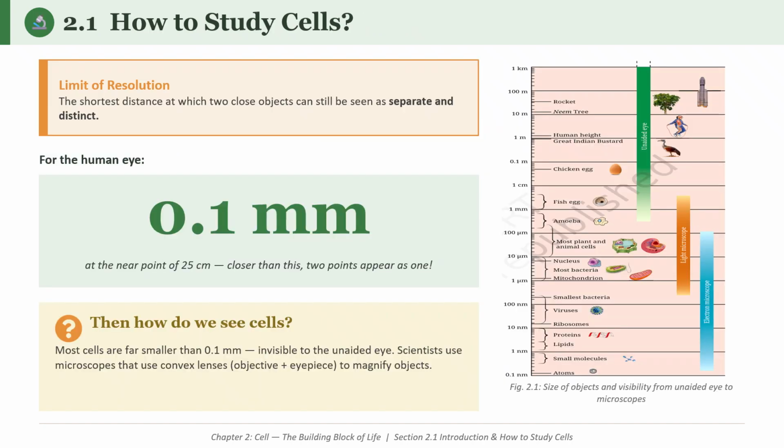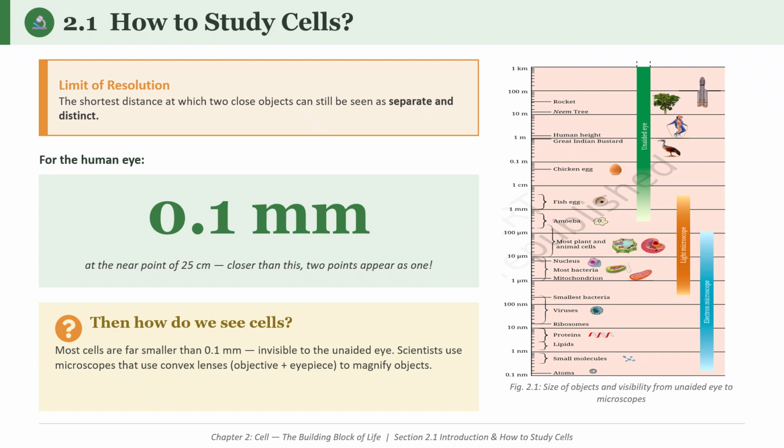Let's start with the next slide. How to study cells. See, cells are the basic units of life, but most of them are extremely small and cannot be seen with the naked eye. So this raises an important question: how do scientists study such tiny structures? To answer this, we must first understand the limitations of the human eye and also the tools used to overcome them. So what is this limit of resolution, children?